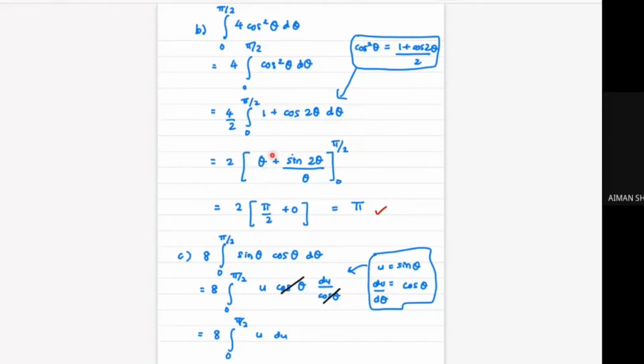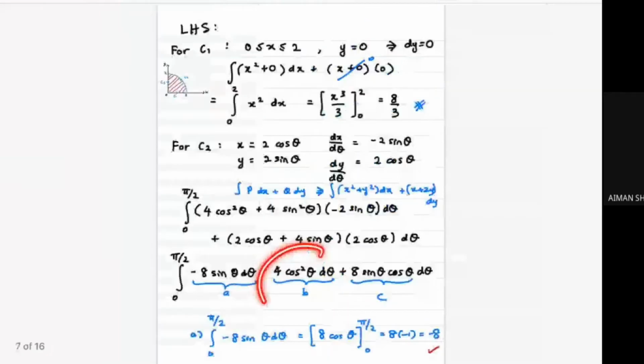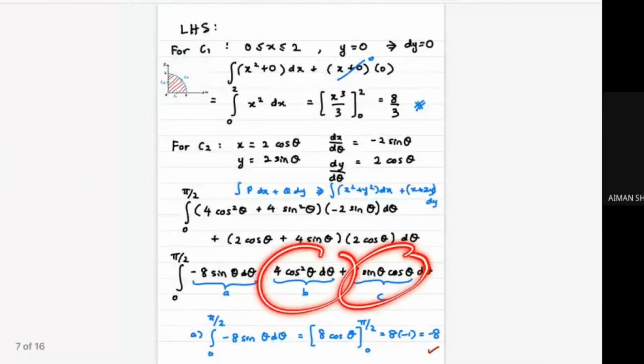Integrate 1, you get theta. Integrate cos 2 theta, you get sine 2 theta over 2, from 0 to pi over 2. Substitute your lower and upper limit, then you get pi for integration B. Here, this part. And now let's do C.